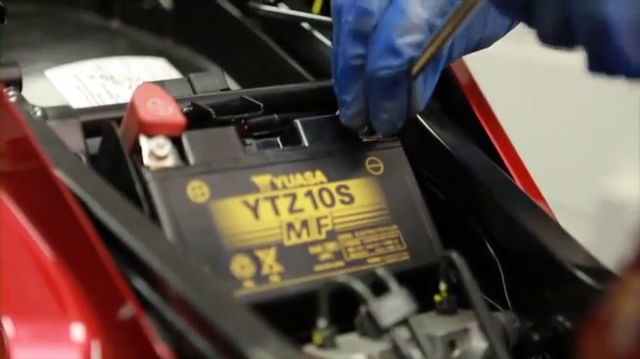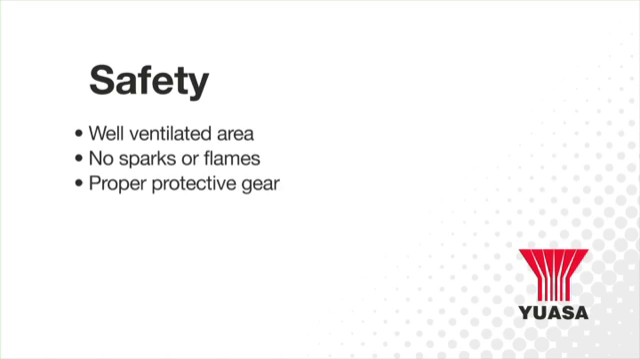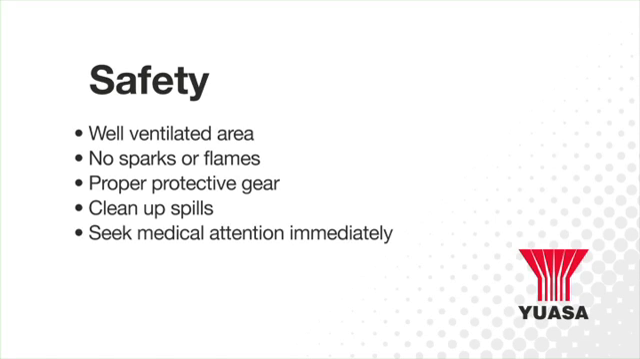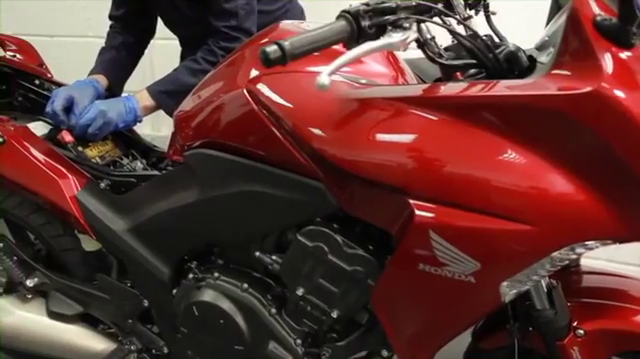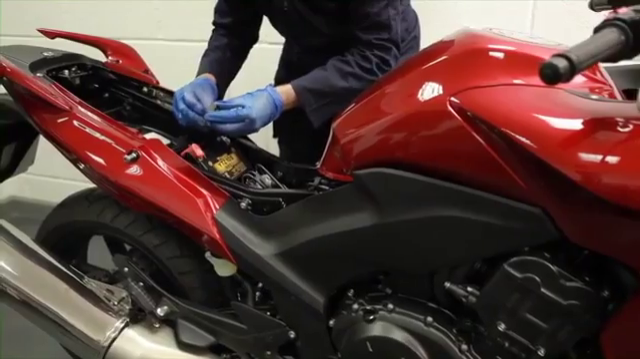Please observe the safety precautions when working with batteries. Always work in a well-ventilated area and make sure there are no sparks or naked flames. Always wear appropriate eye protection, gloves and clothing. Clean up any acid or electrolyte spills immediately, and in the event that electrolyte may come into contact with eyes or skin, flush the area with water and seek medical attention immediately. A detailed list of safety precautions can be found in the Yuasa Technical Manual.